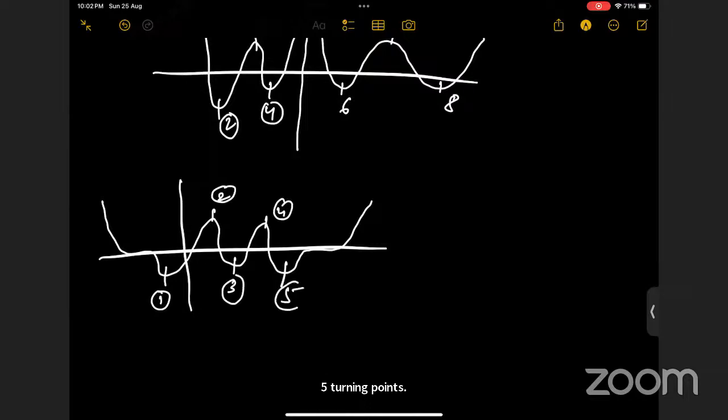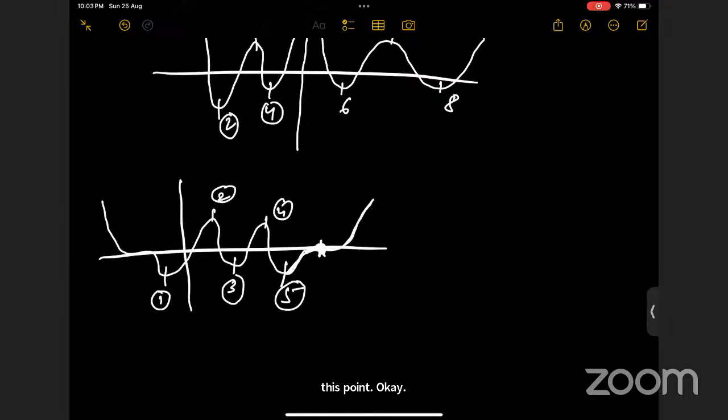Ma'am, if the graph is going from decreasing to constant, then we don't consider that as a changing point? No. Because before this point, the graph was increasing, and after this point the graph is also increasing. It's not changing its nature. A turning point must change its nature before and after that point. But here, if we consider this point, the graph is increasing after it and increasing before it, so we will not consider this point. Okay, thank you, ma'am.